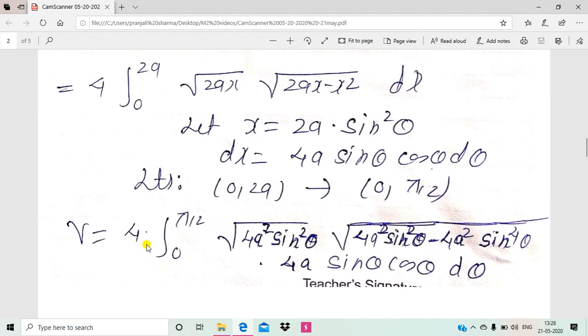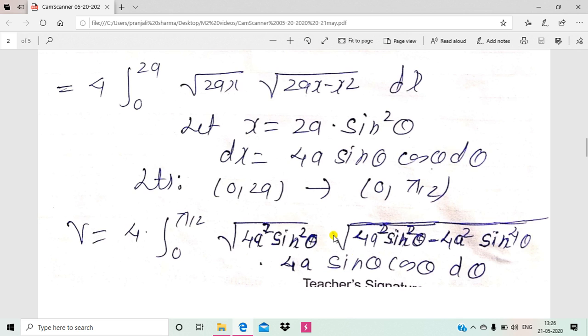Therefore the volume is now 4 times the integral from 0 to pi by 2, and in place of x we have to put 2a sine square theta. Therefore it will be root over 4a square sine square theta into root over 2a into 2a sine square theta, that is 4a square sine square theta minus 4a square sine to the power 4 theta, into dx, which is 4a sine theta cos theta d theta.